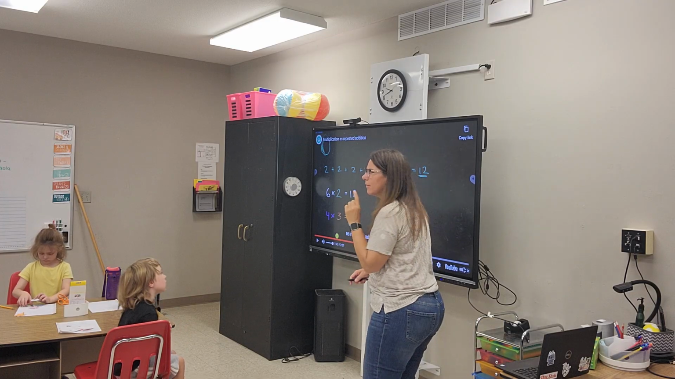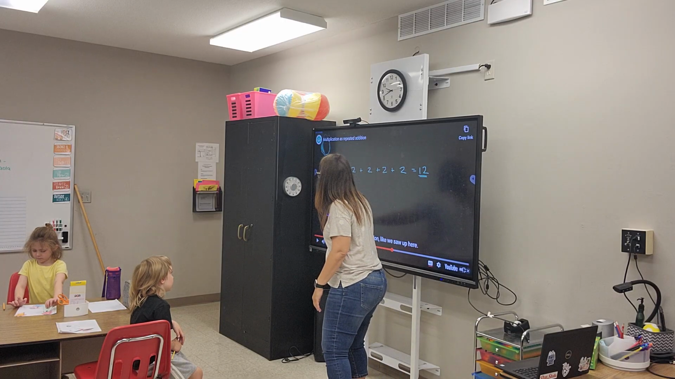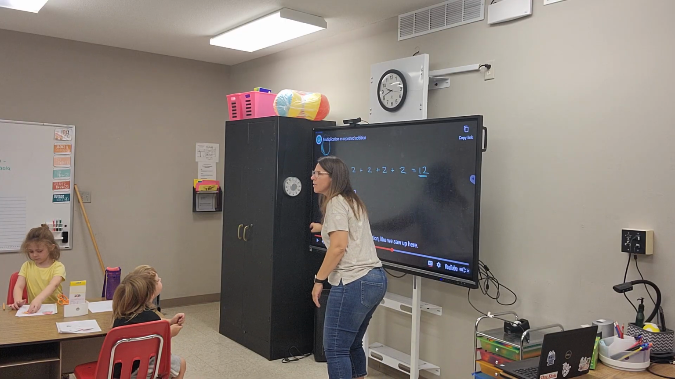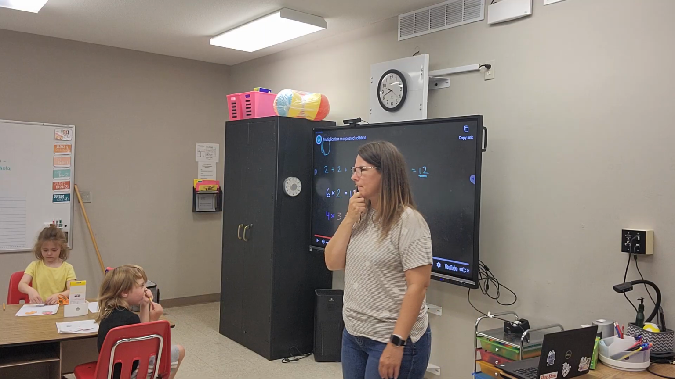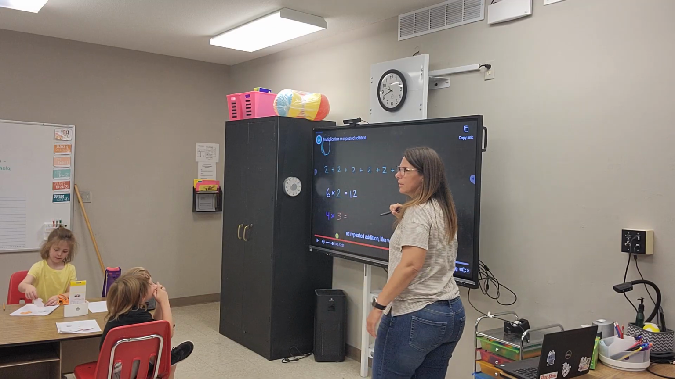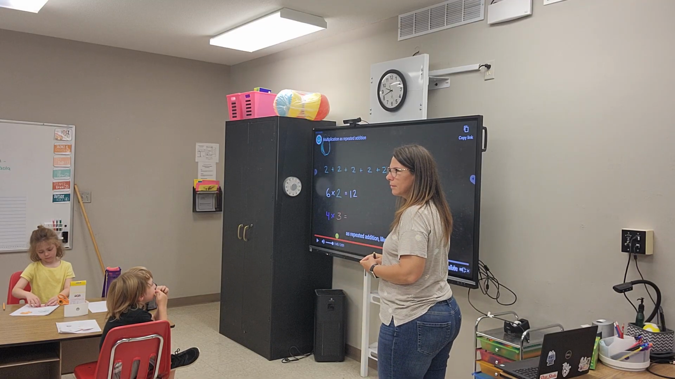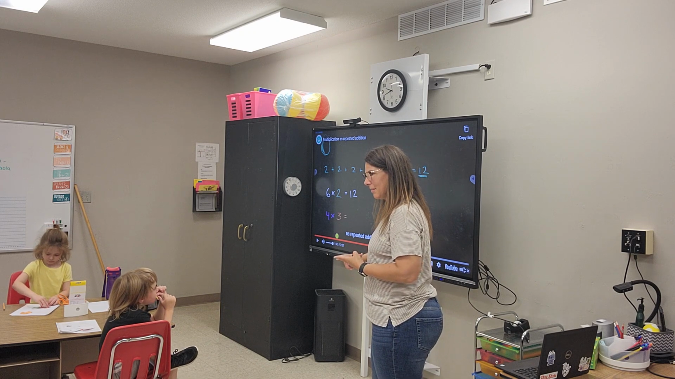The second number is what we're adding. The first number tells you how many of them. So how would I write that as an addition problem? Like they did with the 6 and the 2.